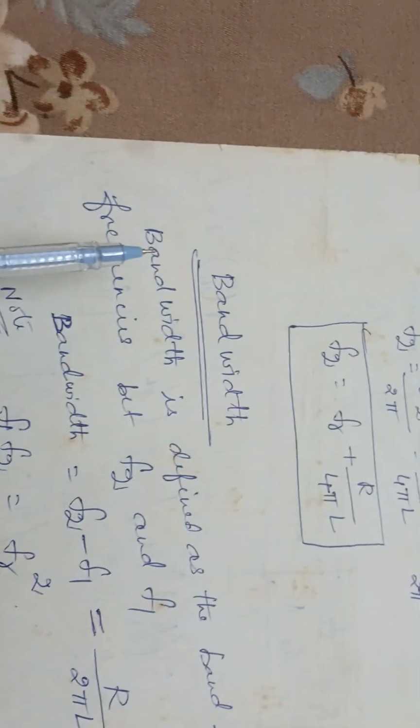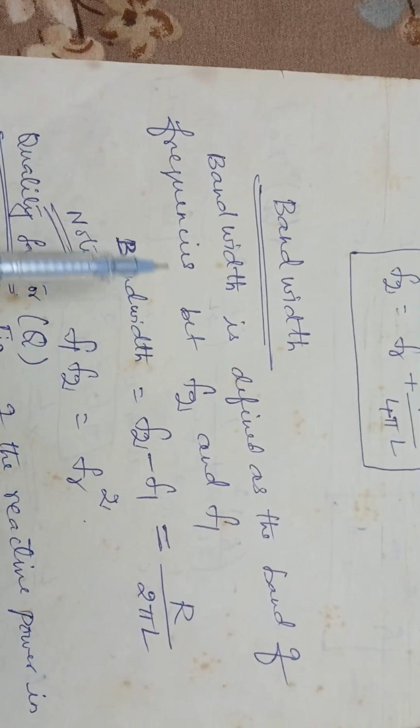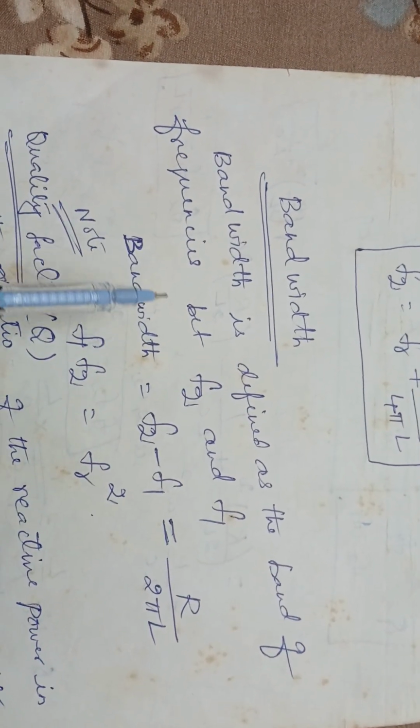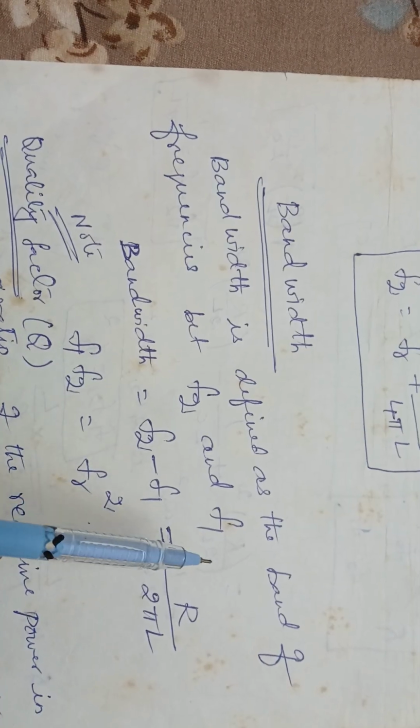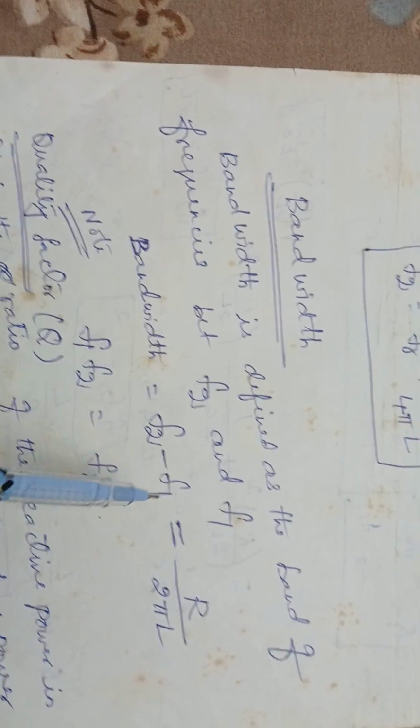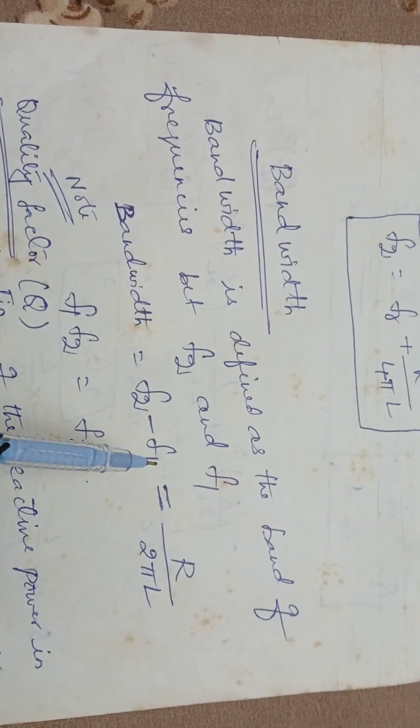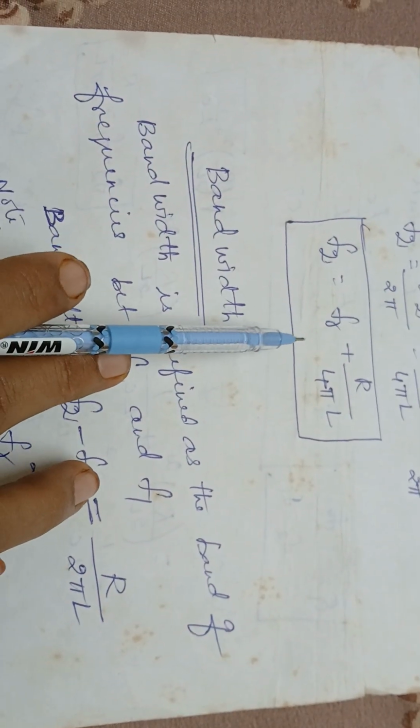So what is the bandwidth? The bandwidth is defined as the band of frequency between F2 and F1. So it is nothing but F2 minus F1.